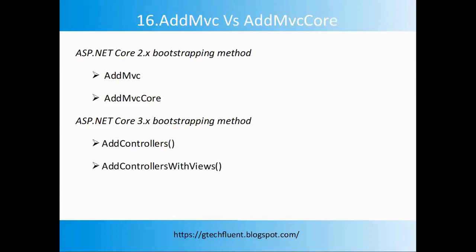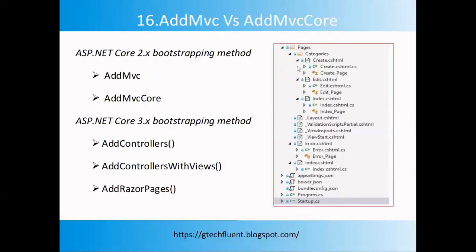The next is AddControllersWithViews. This method is used to set up the MVC application which we were using previously, before the Razor View Engine was introduced. The next one is AddRazorPages. This method is newly introduced and is used to set up the Razor pages without controllers and views. Just to explain, in Razor pages we create the cshtml, and for each cshtml we have a cs file. The code runs behind the cs file. So without controller, these pages get executed.